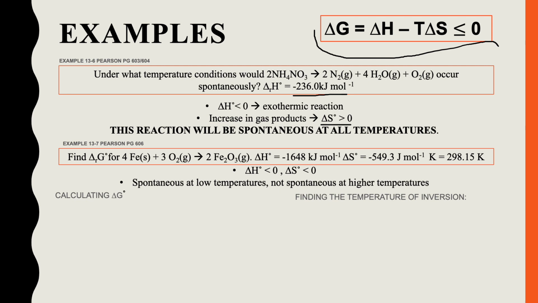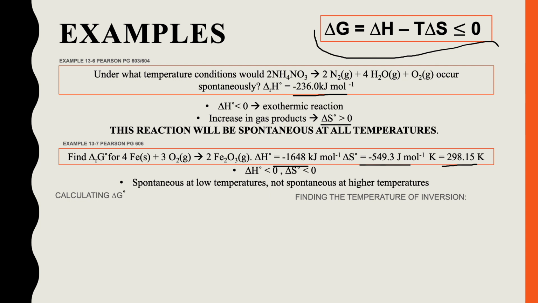Okay, moving on to our next example, we're going to find the change in Gibbs free energy. For this equation right here, we are given the enthalpy as well as the entropy, and the temperature that this reaction is going to occur at is 298.15 Kelvin. So noting that the enthalpy is negative and so is the entropy, we know that this reaction is going to be spontaneous at low temperatures and not spontaneous at higher temperatures.